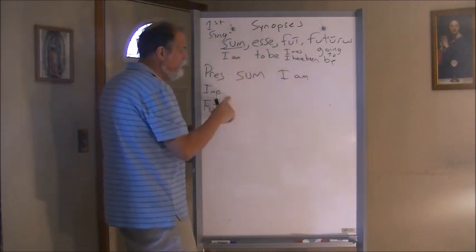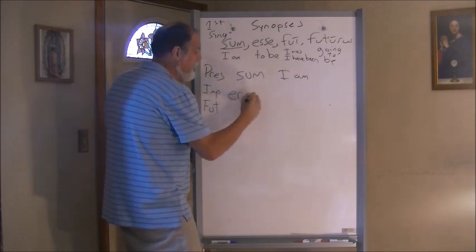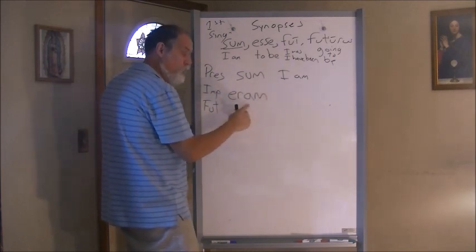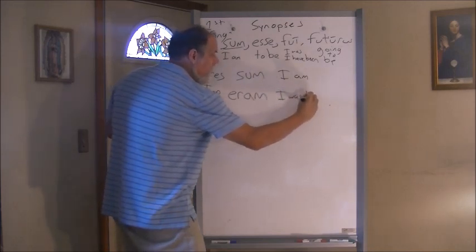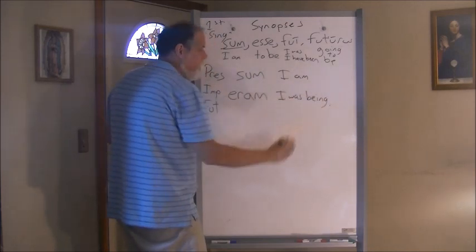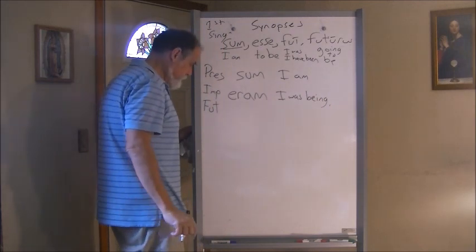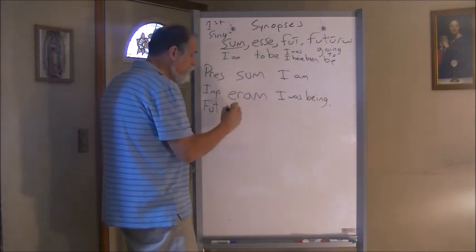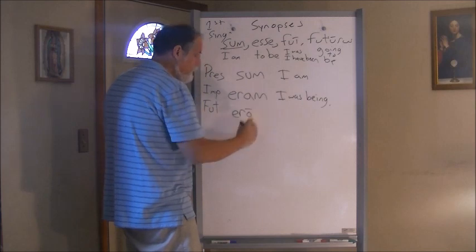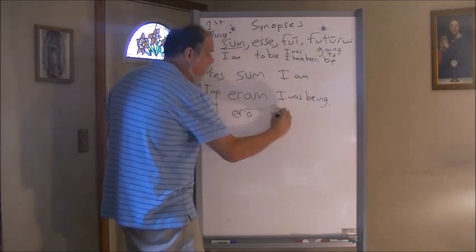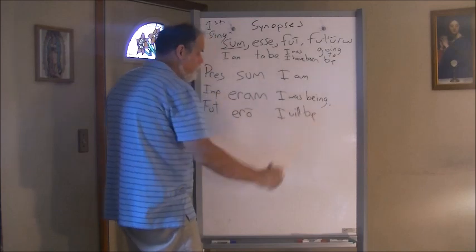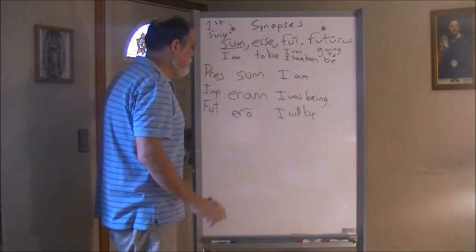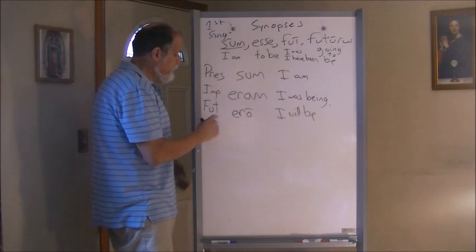Then we go here. We have era. You'll remember that. Era, and add the M. Eram. No macron here. "I was," or "I was being," is actually a better translation for the imperfect, okay? And then the future would be ero, okay? Which is "I will be." So those are those forms for the present, the imperfect, and the future.